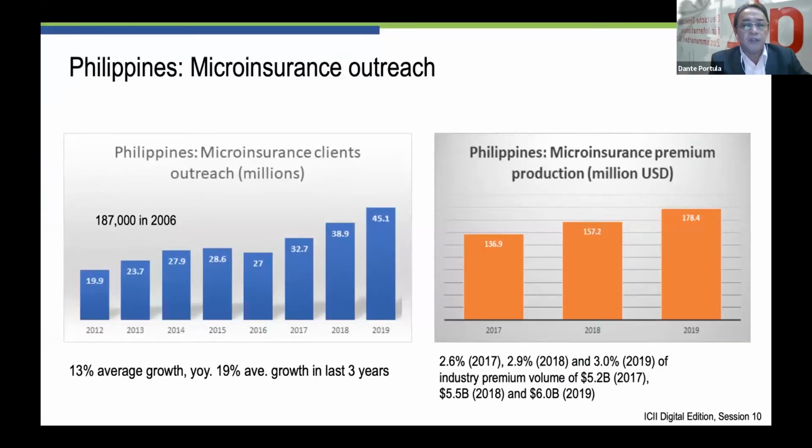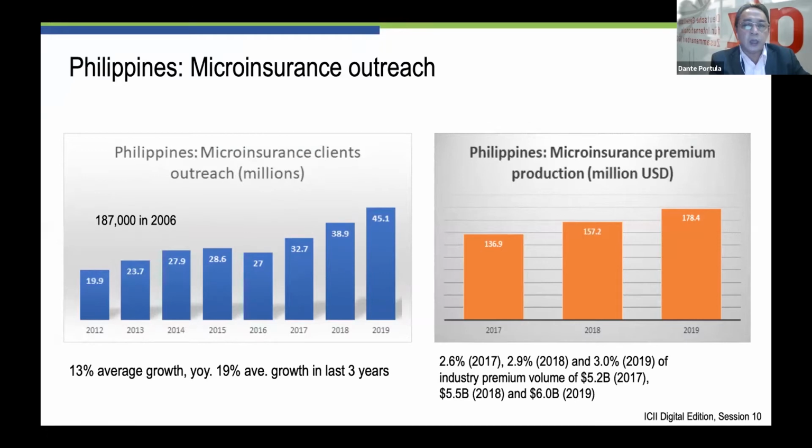So on the left-hand side, you will see that there is an increasing trend of microinsurance outreach. It started in 2006 at 287,000. This is the time when the first microinsurance regulation was issued. Now it is up to 45 million as of the end of last year.